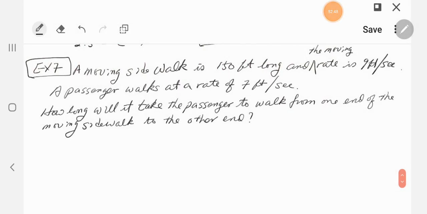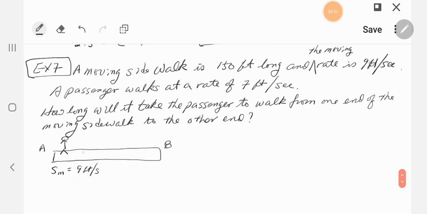Example 7. There is a moving sidewalk. Let me draw a moving sidewalk here. So here's the beginning and the ending location. Here is a person who is walking down this moving walk. The speed of the moving sidewalk is 9 feet per second.